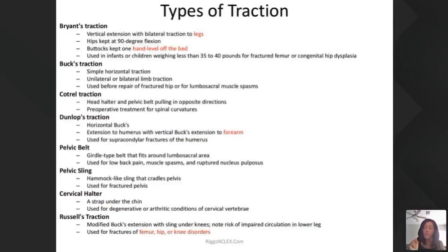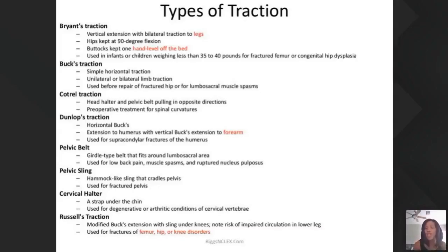With Bryant's traction, remember earlier I said you need traction and you need counter traction to put bone back together. So with Bryant's traction, you need to make sure that that child's buttocks does not touch the bed. So buttocks are kept one hand level off the bed. You need to literally be able to slip your hand underneath this child's butt, because if the child's butt is ever touching the bed, you don't have counter traction. Okay, so this is this question where you walk into the room, when should you intervene?